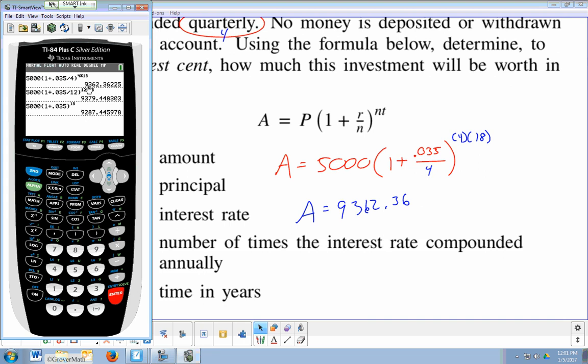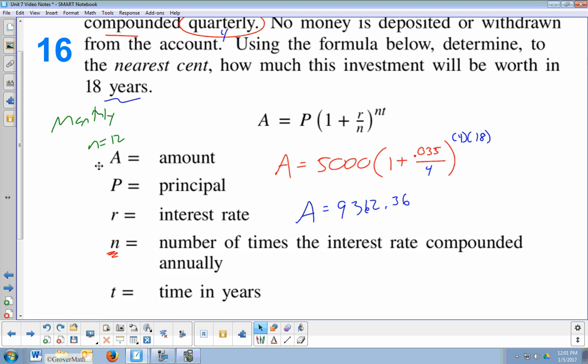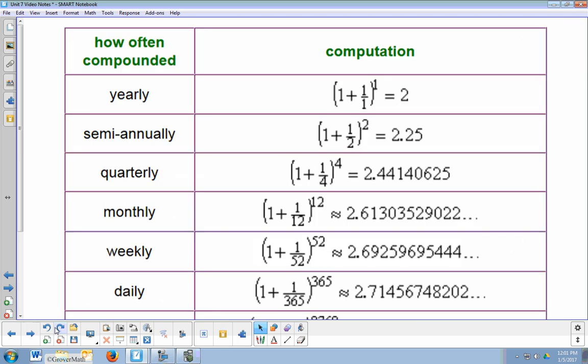So compounding does increase it. Compounding quarterly went up to 93.62, and then monthly 93.73. So it is going up and up and up. What if we keep going? So instead of monthly, you did daily. What about every hour, things like that? What's going to happen? Well, this gives you an example of that.